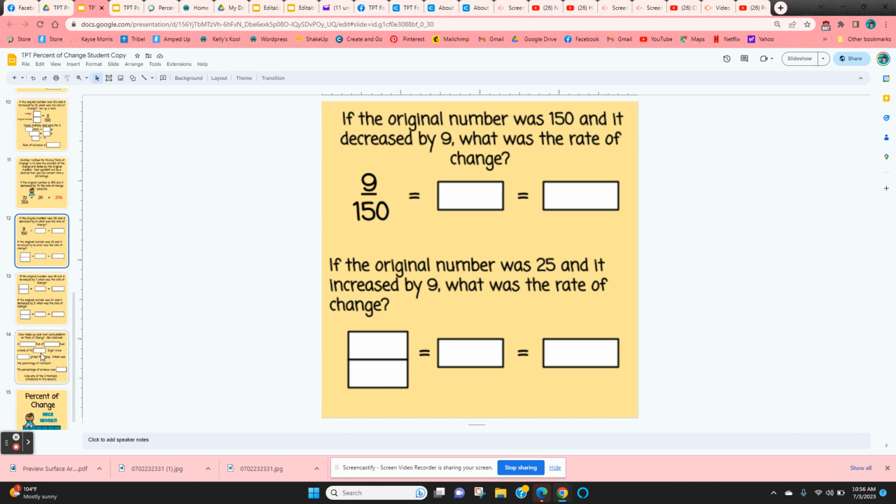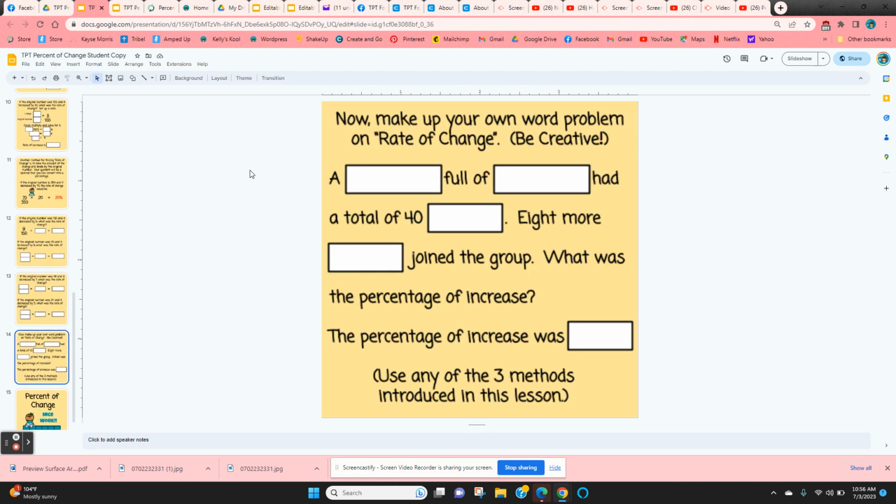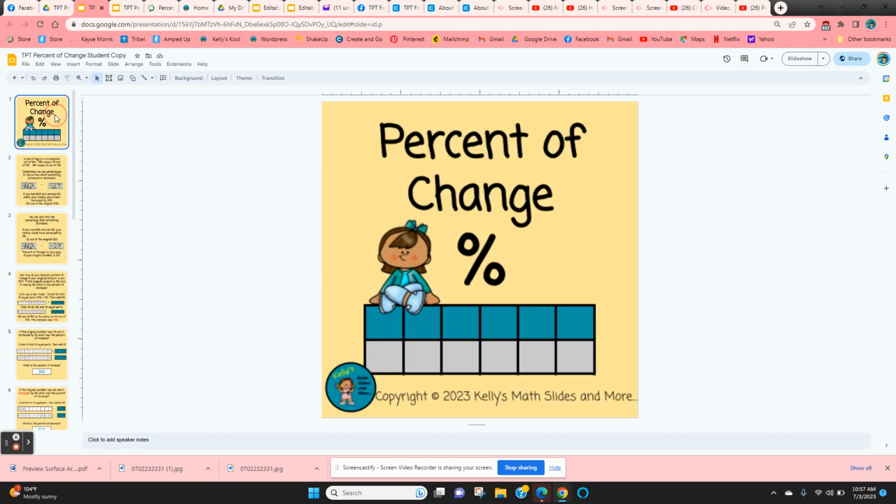Okay, now the final slide, they're going to be creating their own word problem. So they can be creative, they can make it about anything that they like. And so they're just going to type in words. A blank full of blank had a total of 40 blank. 8 more blank joined the group. So they can have fun with that. What was the percent of increase? Okay, so now that they've written their word problem, they're going to solve it. The percentage of increase was what? And they can use any of the 3 methods. So that is a digital lesson on percent of change or rate of change.